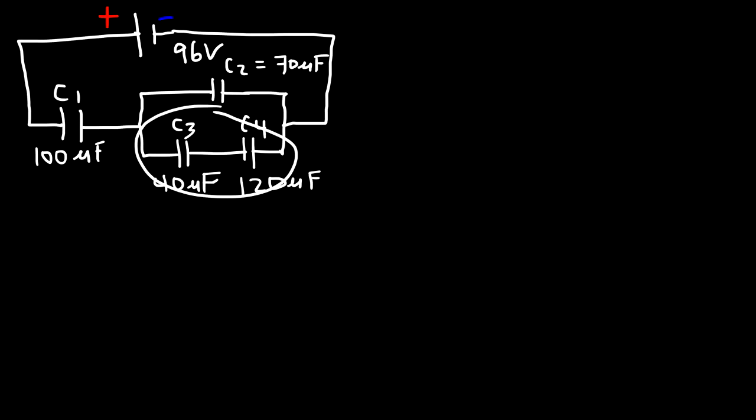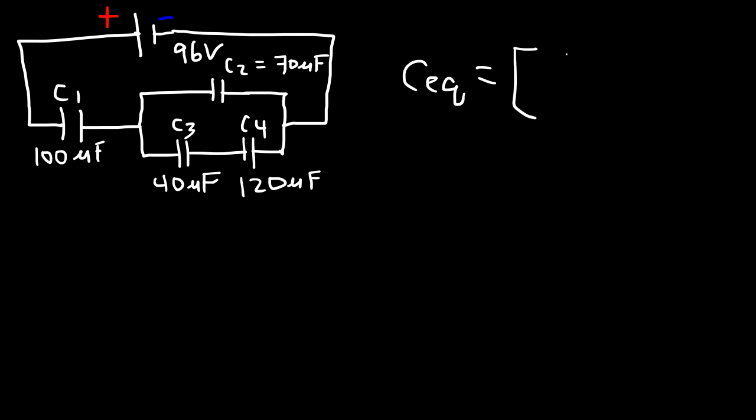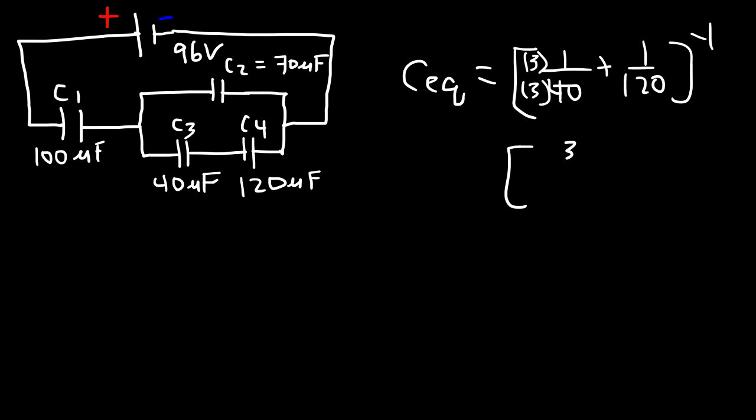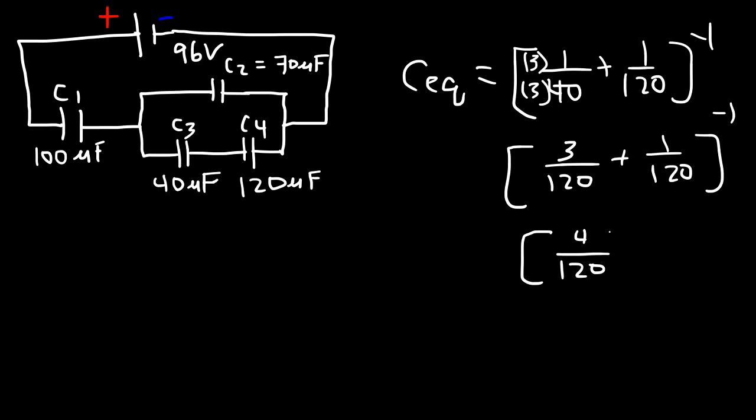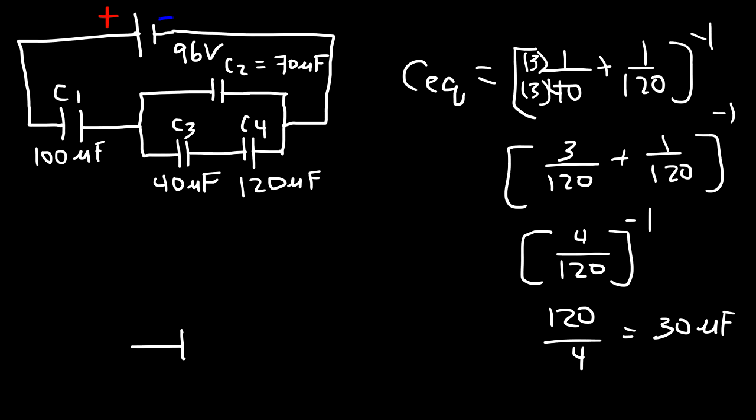So C3 and C4 are in series with each other. So to calculate the equivalent capacitance of two capacitors in series, it's going to be 1 over 40 plus 1 over 120, raised to the minus 1. Now we're going to multiply this fraction by 3 over 3. So then it becomes 3 over 120 plus 1 over 120. And so 3 plus 1 is 4. And so this becomes 4 over 120 raised to the minus 1, which is 120 over 4. And so the equivalent capacitance of C3 and C4 is 30 microfarads.